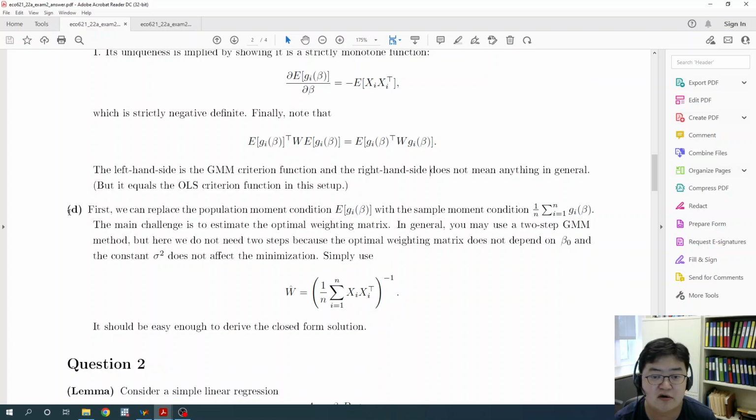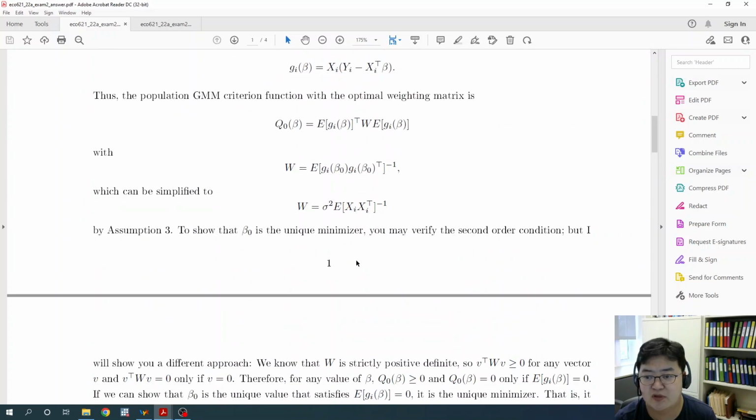And finally, in the sample criterion function, the optimal weighting matrix takes this form. The optimal weighting matrix is theoretically given by this, and as I said in class, expectation is not a problem. You may replace the expectation with the sample average. But the problem is beta 0. Beta 0 is the true value. We are calculating this weighting matrix to estimate the true value, but to estimate the true value optimally, we need the true value.